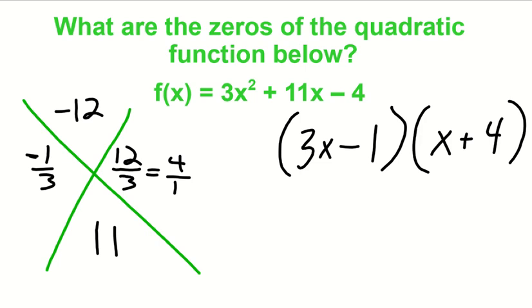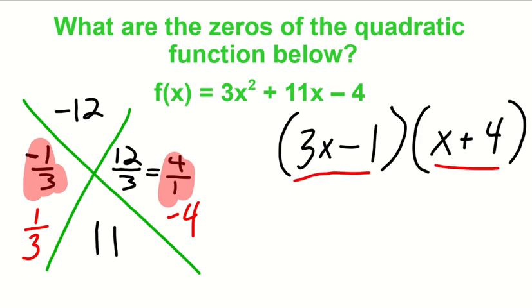For the zeros, what you're doing is you're setting each factor equal to 0. Basically what you're doing is you're changing the signs on the numbers we got right here. So all we have to do for zeros is change the signs, so that becomes a +1/3 and a -4. Or like I said, we solve each one of these equal to 0, and you would get those same numbers. Okay? Any questions on that?